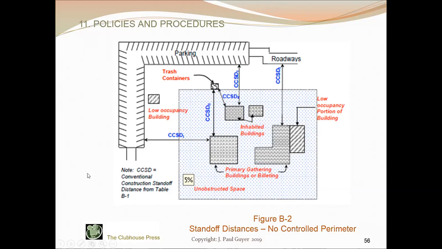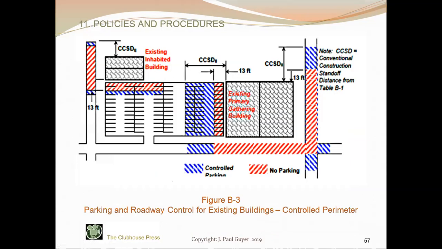This illustration is parking and roadway control for existing buildings with a controlled perimeter. This is intended to illustrate the challenge that you have in dealing with existing buildings. They're already there. And these figures need to be used together with the tables that we will look at later.